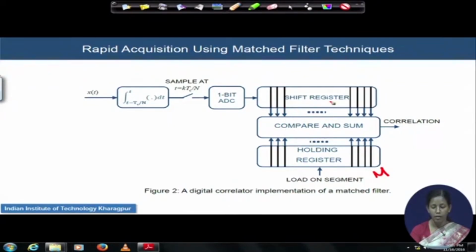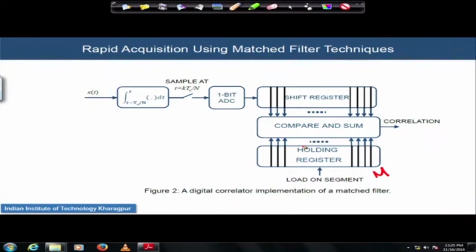If both of them are 1, then you generate a +1. When they do not match, they generate a -1, and finally you add over all those number of chips here, and the output is found here. Remember one thing: until we are satisfied and things are not going across our threshold, this holding register value we are not going to change.